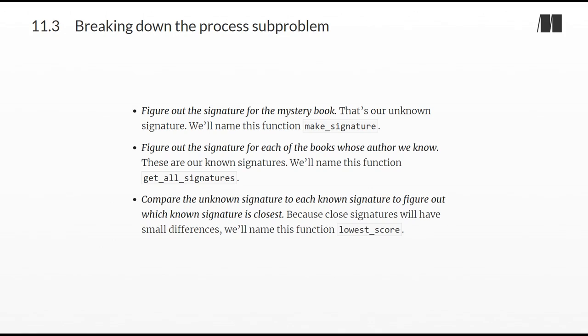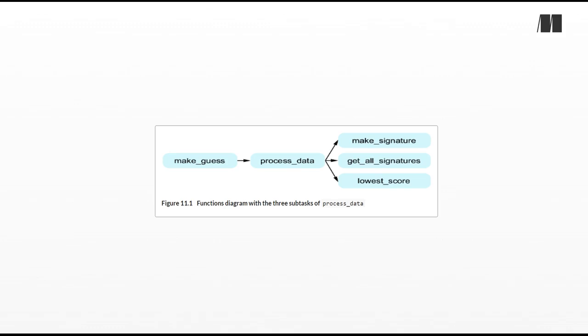Compare the unknown signature to each known signature to figure out which known signature is closest. Because close signatures will have small differences, we'll name this function lowestScore. We'll work on our top-down design for each of these subproblems in turn. Figure 11.1 shows a diagram of what we have so far. Figure 11.1. Functions diagram with the three subtasks of process data.